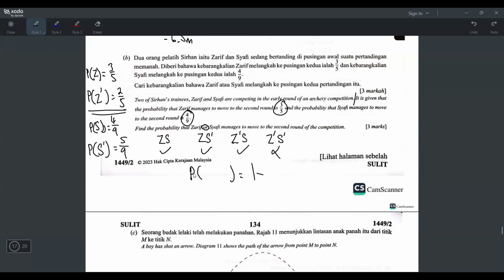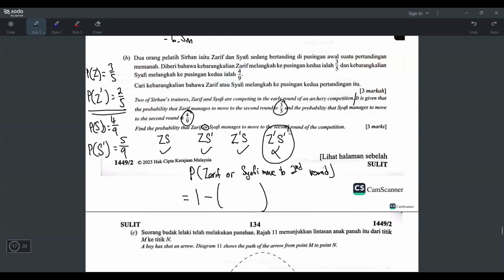Okay, so let me show you. The probability of Zarif not in and Shafi not in will be, sorry, it should be the probability of Zarif or Shafi move on, right? So I have to write here the probability of what they want, Zarif or Shafi move to the second round. So the probability of Zarif or Shafi will be this plus this plus this. But there's a faster way, I told you just now. It will be 1 minus this one, so that we get the balance.